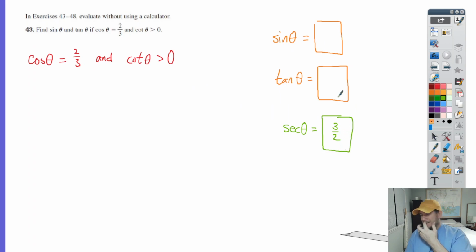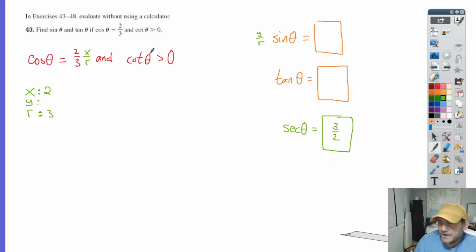But if you want sine, then sine, remember, is y over r. They gave us cosine. Cosine is x over r. So in kind of a backhanded, sneaky way, they have told us that x is 2. And they've told us that r is 3. What we don't have is y. And we need y, because sine is defined in terms of y, and so is tangent. Tangent is y over x. So all I really have to do is figure out y. And we actually know how to do that.